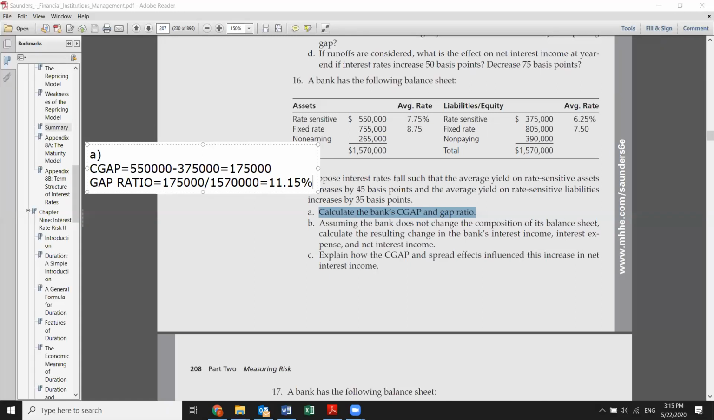This is a gap ratio and the cumulative gap. Okay, everybody knows we're not considering the fixed rate. We're not considering fixed rate because fixed rates are not repriced. Okay.